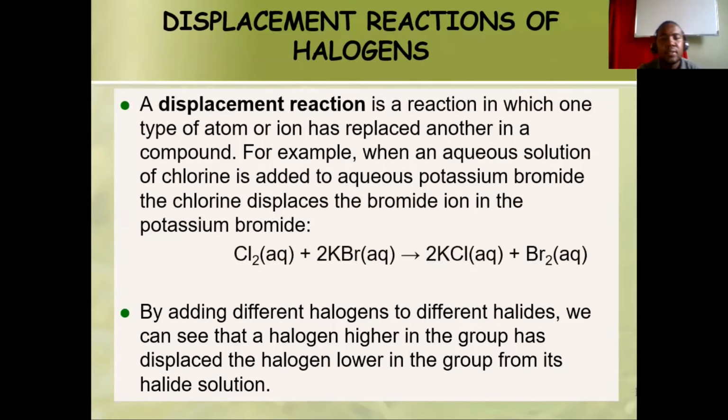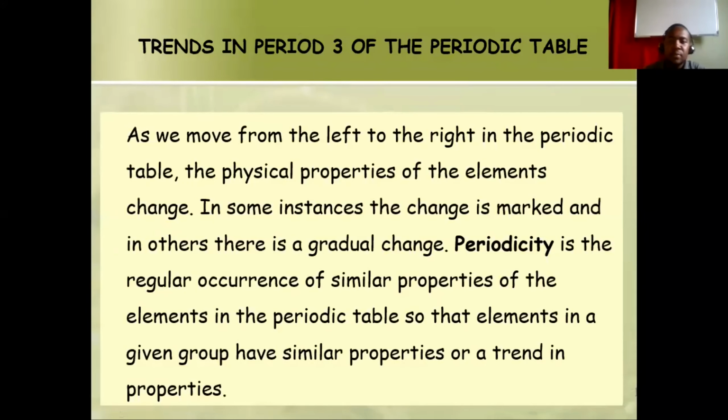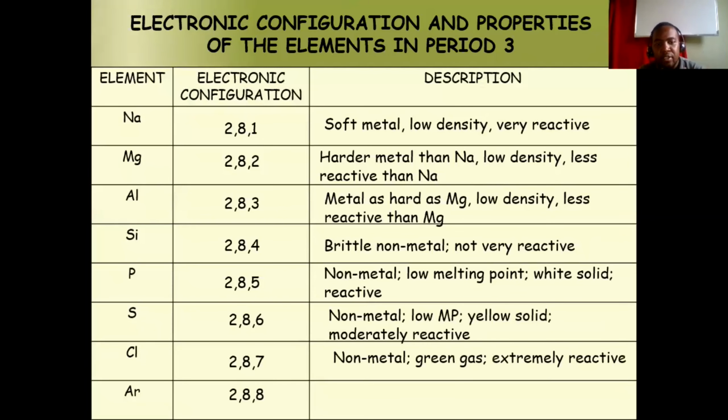So let's look at the last thing for the periodic table, which will be our period 3 trends. Looking at period 3, as we move from left to right of the periodic table, the physical properties of the elements change. In some instances, the change is marked, and in others, there is gradual change. These are the elements present in period 3 of the periodic table. We note that all have 3 electron shells in their structure.